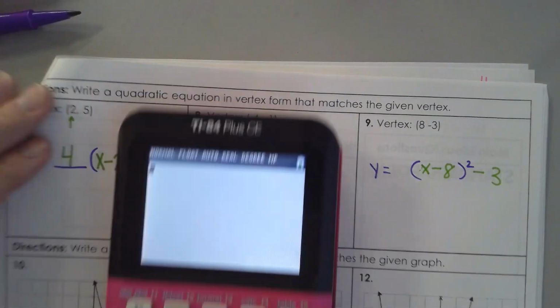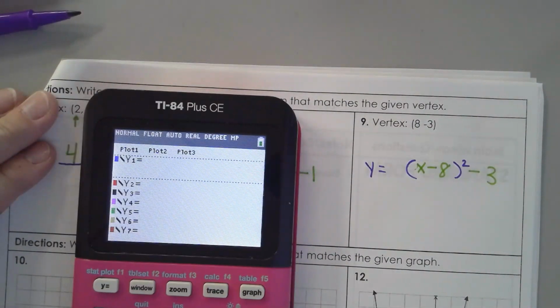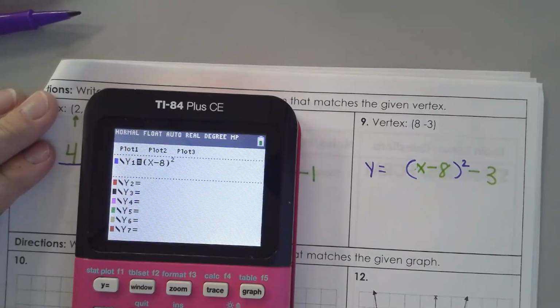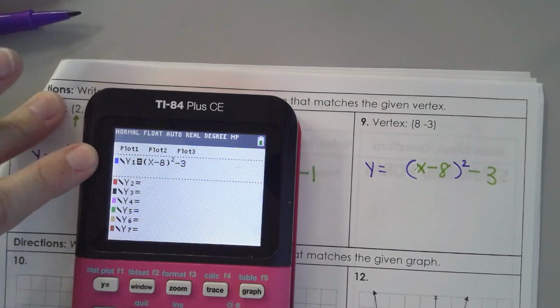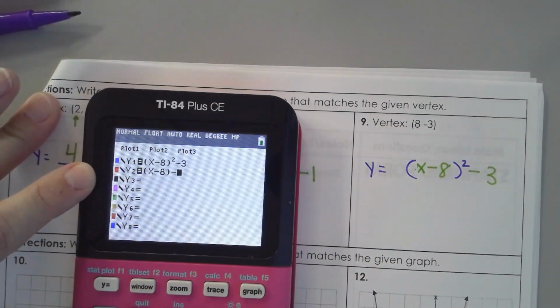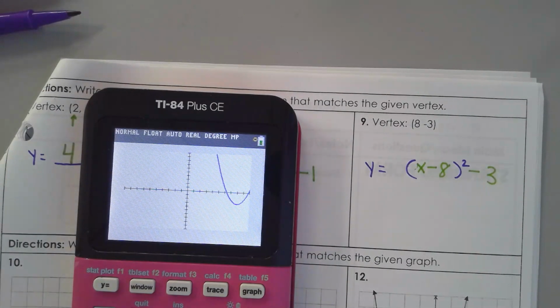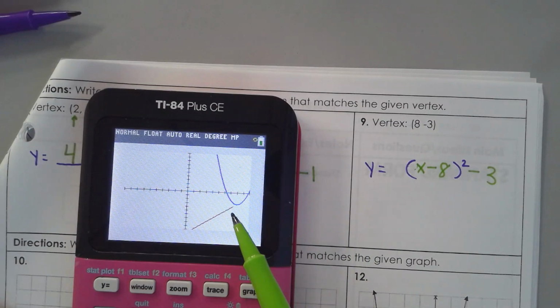So let's say I am going to look at that. y equals (x minus 8) squared minus 3. That's going to be the blue one. If I don't square it, let's look at the difference. So this is the correct one. It's a parabola. If you don't square it, it's actually just a straight line.